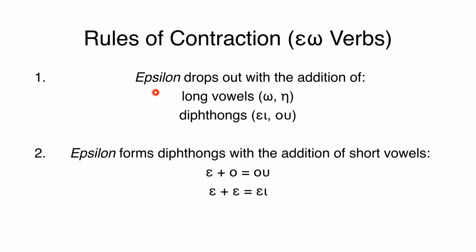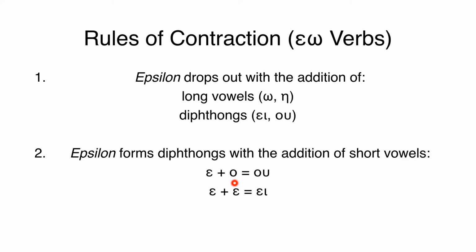The epsilon at the end of the stem of the verb drops out with the addition of long vowels, omega and eta, and it drops out with diphthongs, epsilon iota and omicron upsilon. Okay, so in other words, the epsilon disappears and we don't see it in the form when these letters are in the regular verb endings. The second rule, the epsilon forms new diphthongs with the addition of short vowels.